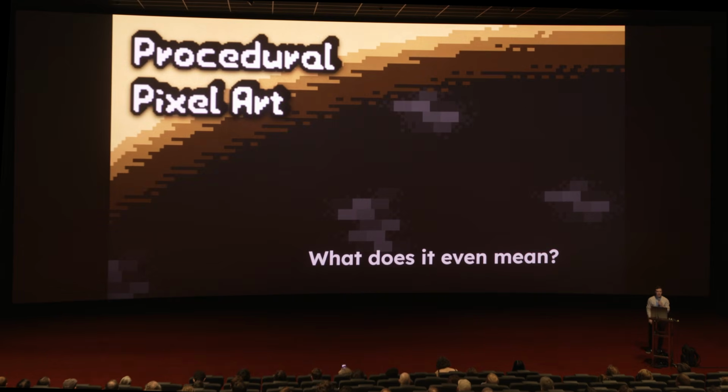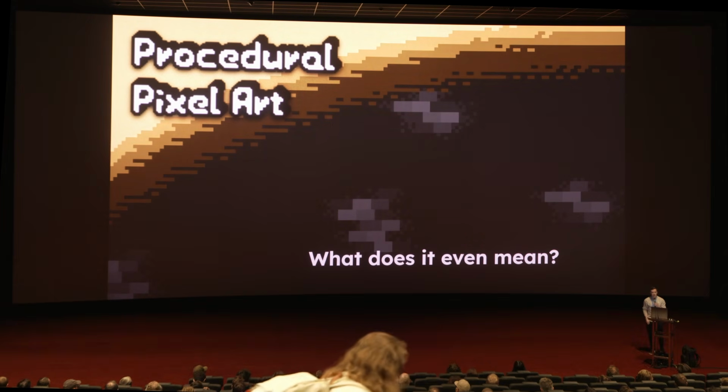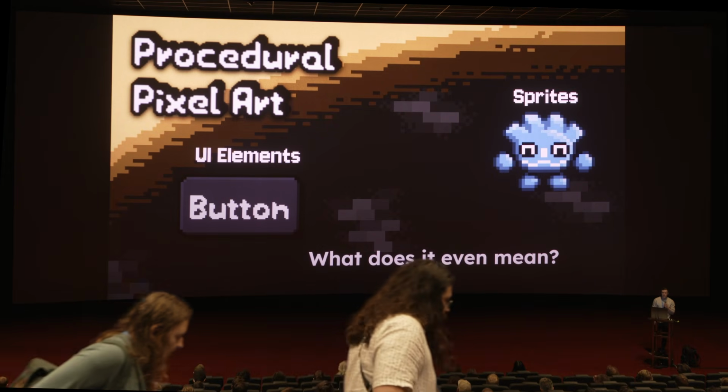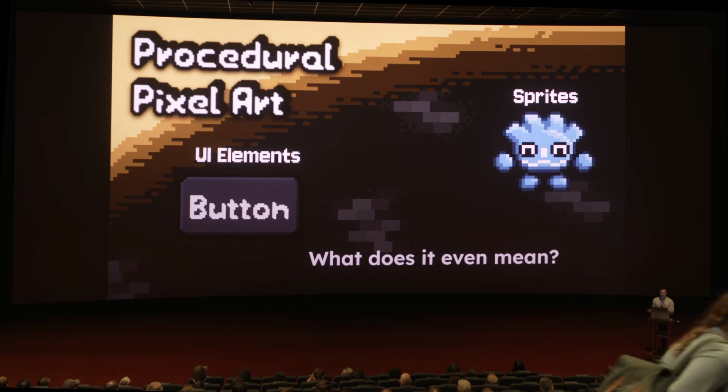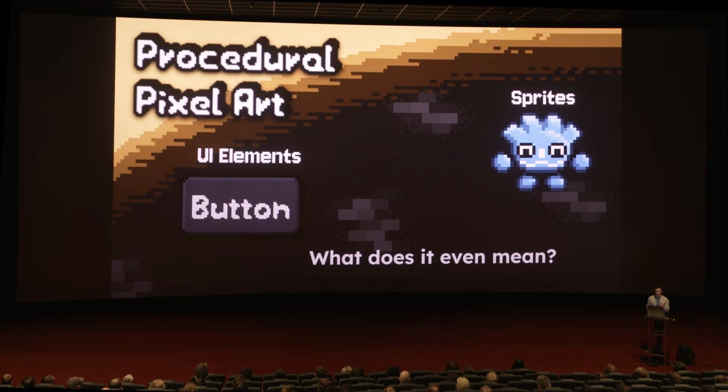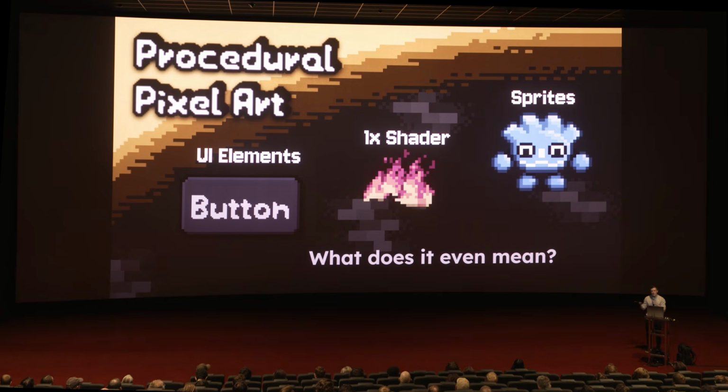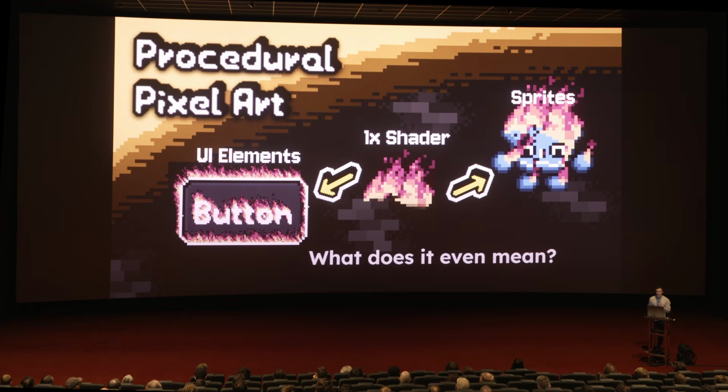But now to the actual topic, procedural pixel art. I mean, it's a wide range. What does it mean in this context? I focus a little bit on my own approach and touch a bit on some general stuff as well. So I set the following scenario. You have a lot of sprites and UI elements, and you want to create one shader that can be applied to all of these. So you save some work maybe. And yeah, then you have some burning Godot or UI elements.